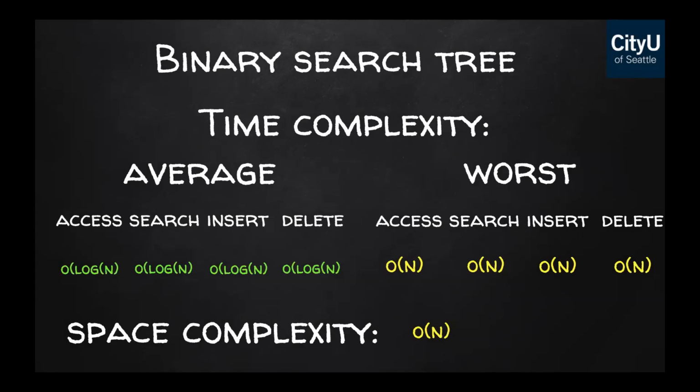Binary search tree, time complexity in average is log n, so half. Worst case, you have to go through all the elements. So access, search, insert, delete is O of n, and space complexity is O of n.